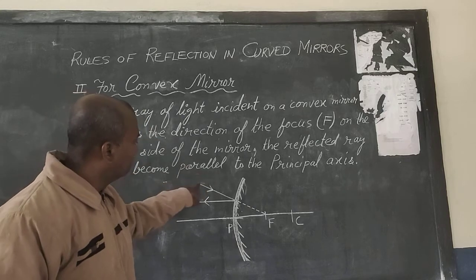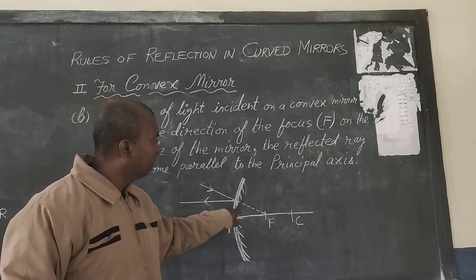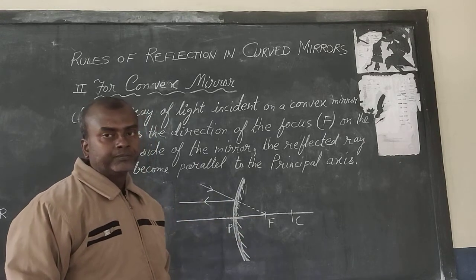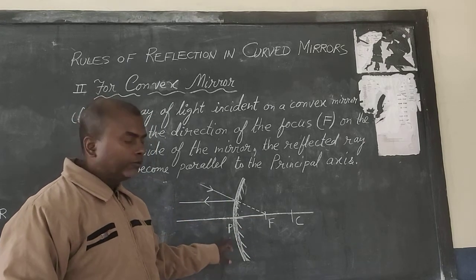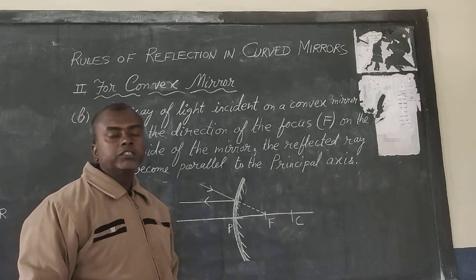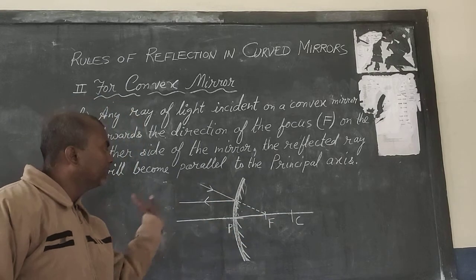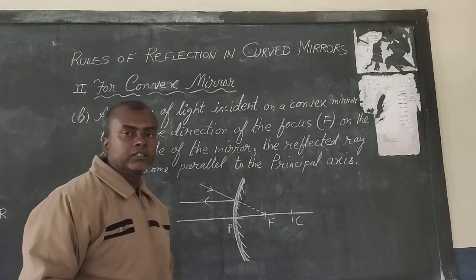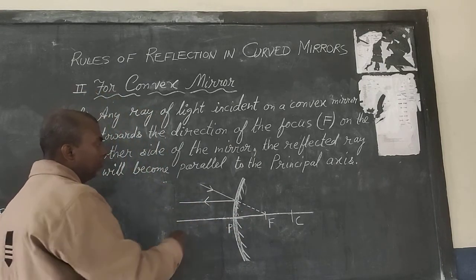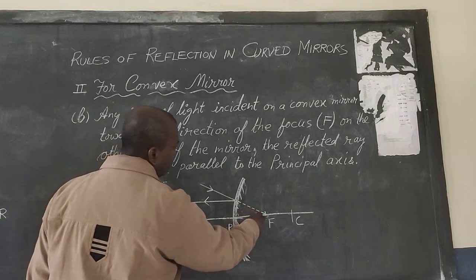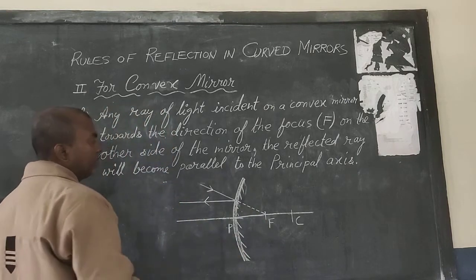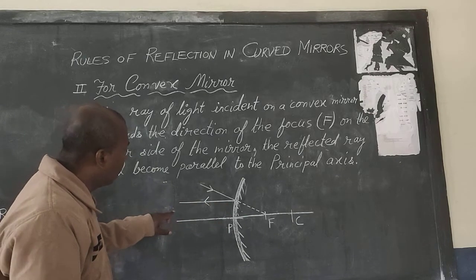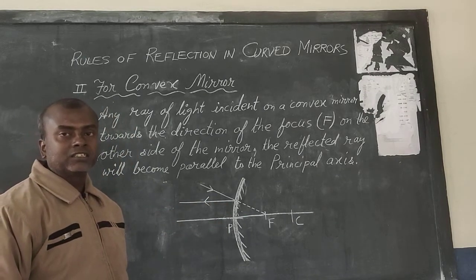Now, the incident ray, this is the incident ray, it is going in the direction of focus. Now, this focus is on the other side of the mirror. For a convex mirror, the focus is actually on the opposite side of the reflecting surface. The reflecting surface, if it is this side, the focus of this convex mirror will be on the other side, behind the mirror. So, incident ray is going towards the focus. Then what direction will be the reflected ray? The reflected ray will become parallel to the principal axis.